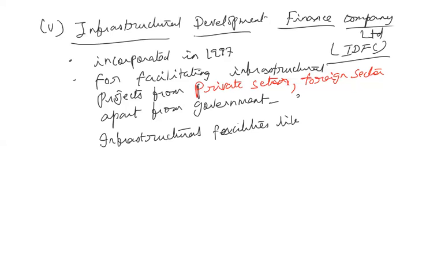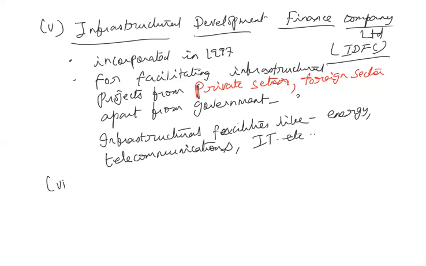So infrastructural facilities like energy, telecommunications, IT. See, these are all very essential, even for the private sector to continue their businesses. So if any financial institution is available to lend loans to them, they will also come forward to invest in the development of all these facilities.